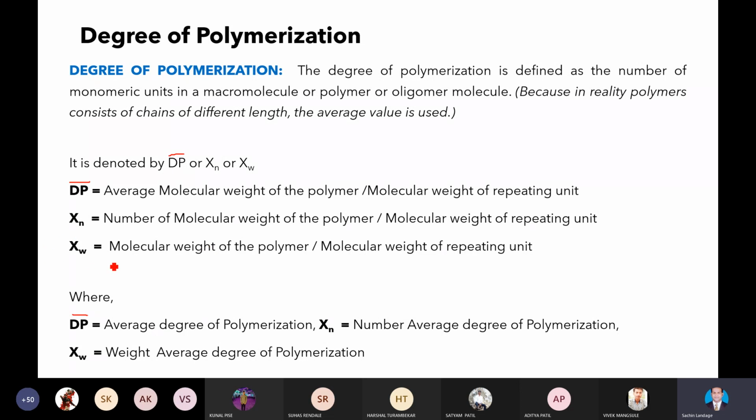Xw means based on the weight of the polymer. Here we take the weight average molecular weight of the polymer divided by the molecular weight of the repeating unit. So everywhere, if you see DP bar, Xn bar, Xw bar, it is divided by the molecular weight of the repeating unit. DP bar is nothing but the average degree of polymerization, which is the most commonly used term. Xn bar is the number average degree of polymerization, and Xw is the weight average degree of polymerization. Is that clear?